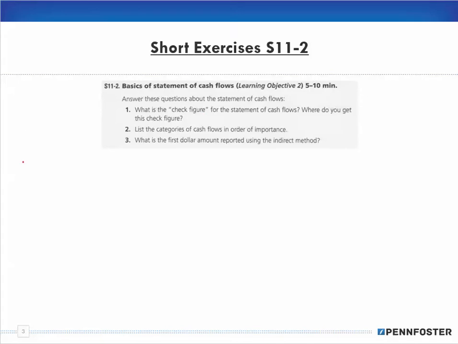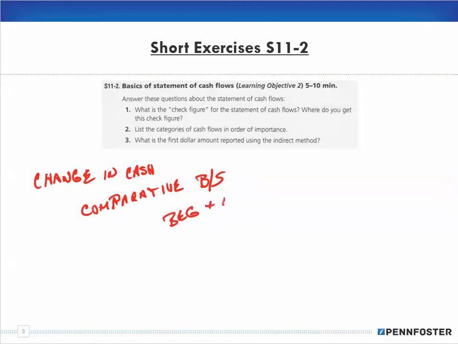All right, so let me just write it out here. So you have a change in cash, which is found on your comparative balance sheet. It shows the beginning and the ending cash balances for the period. Right. Basically, it's sort of like reconciling things. That's why it's a check figure.